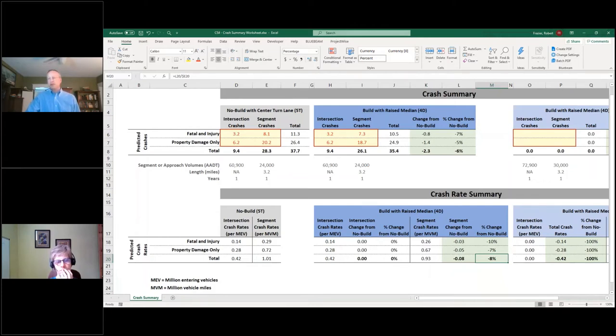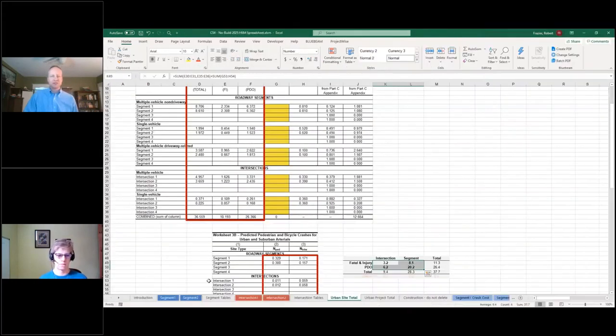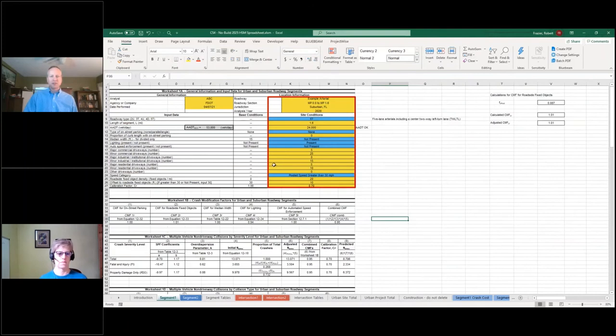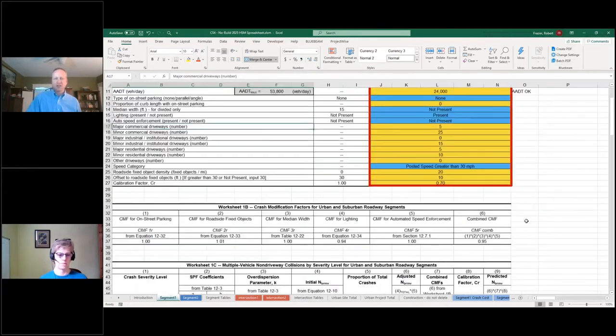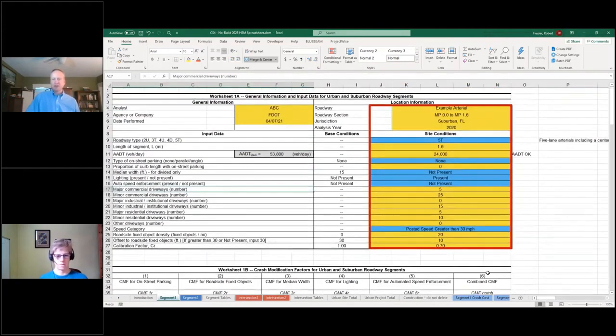Okay, Adam, others? Yeah, there's another question here, which I think other people might have a similar question, about the different driveway types. On the input spreadsheet, it's asking about commercial driveways, residential driveways, etc. So how do they impact the number of crashes? And how important is it to get those correct? I guess I'm adding on to the question.